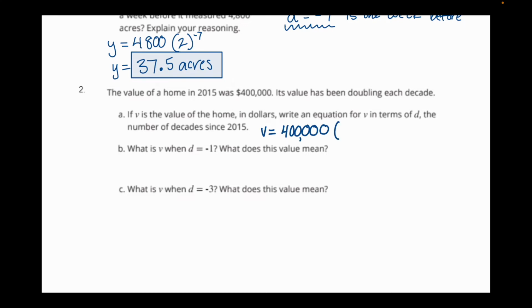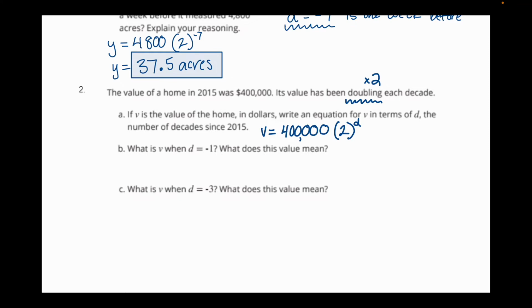And it is doubling each decade. Doubling to me means times 2. That's what it should always mean in a mathematical context, so multiplying by 2. And this is every decade, so D is my exponent.